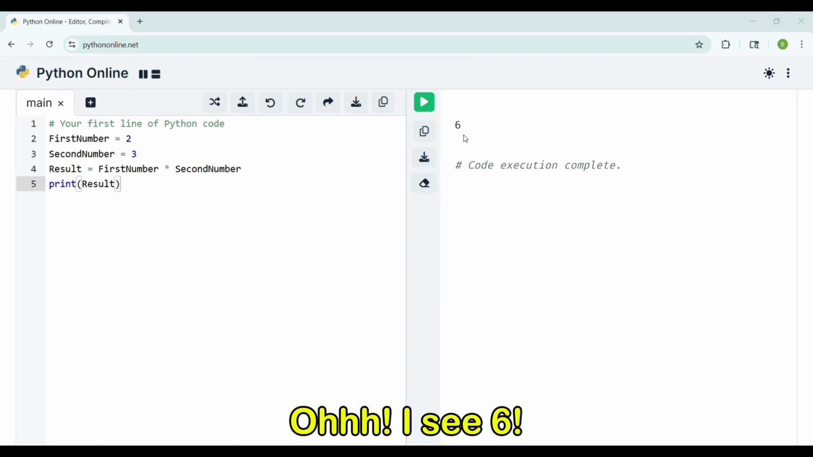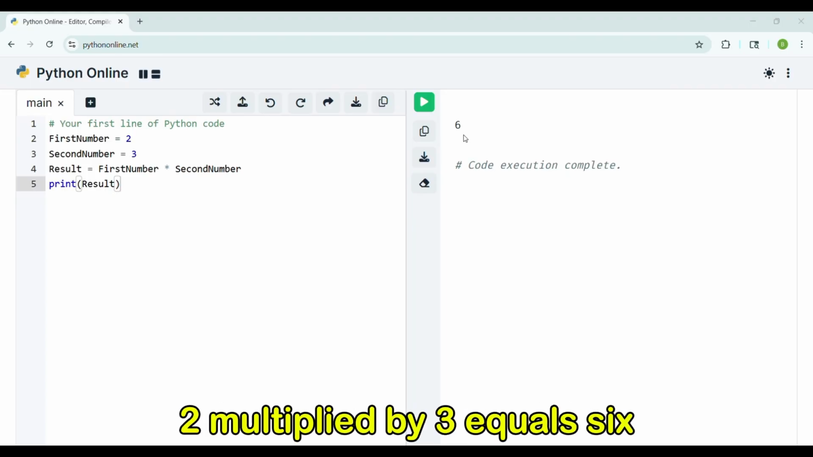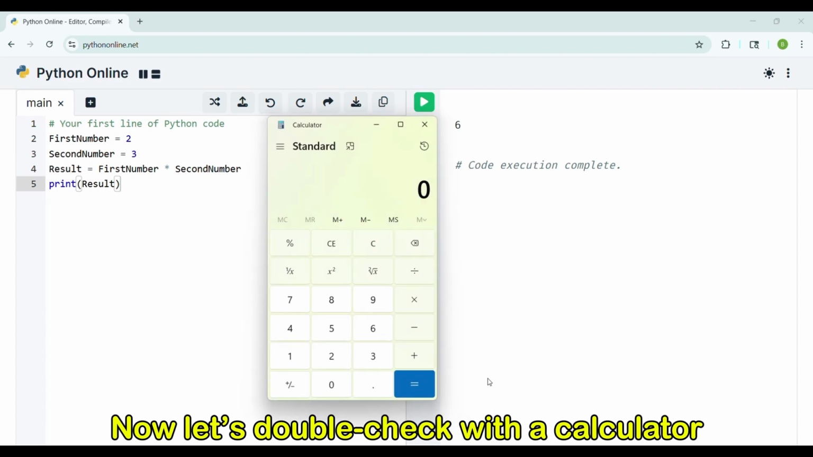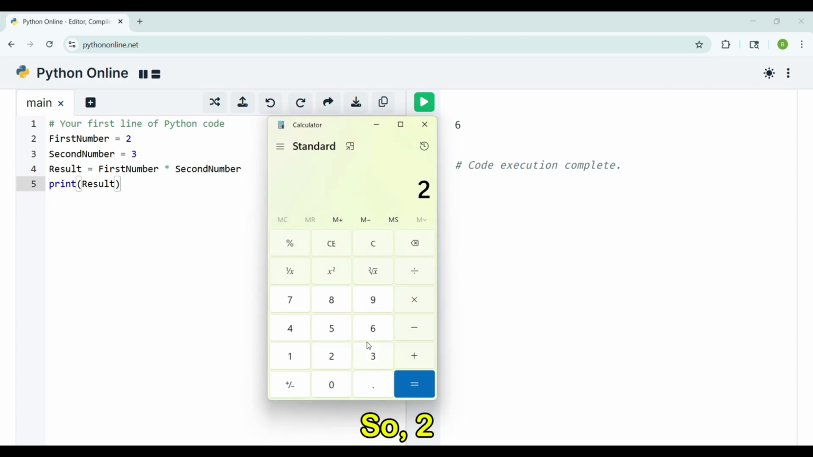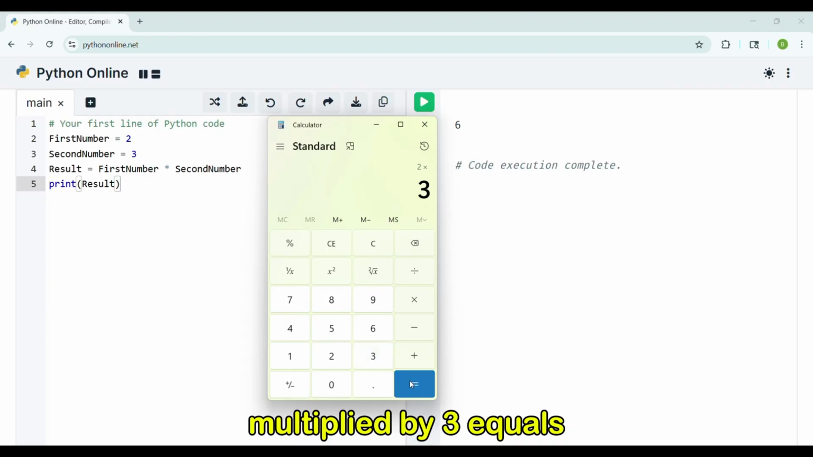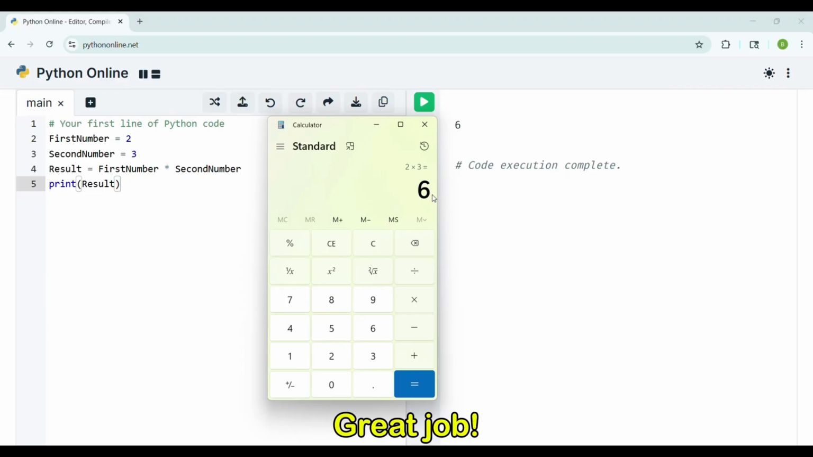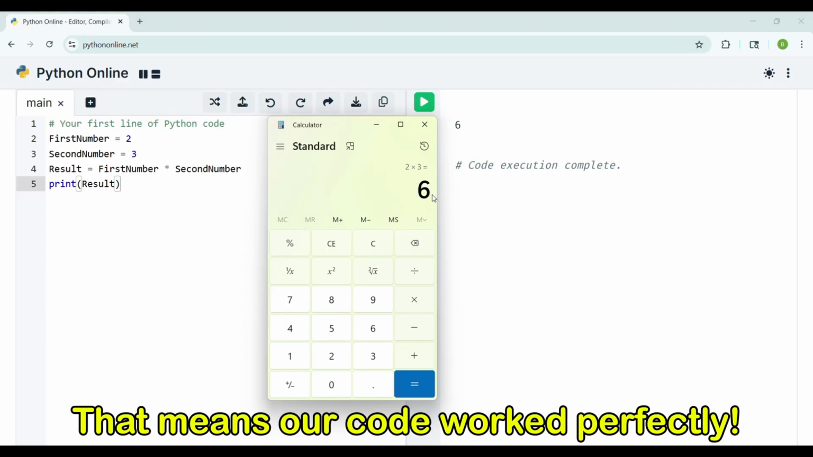Oh, I see 6! So the computer thinks 2 multiplied by 3 equals 6. Now let's double check with a calculator. So 2 multiplied by 3 equals 6. It matches. Great job. That means our code worked perfectly.